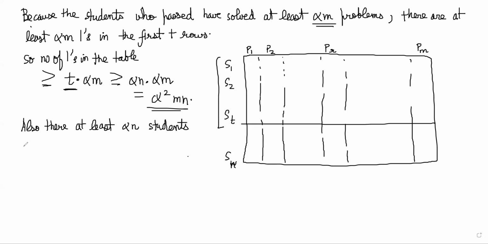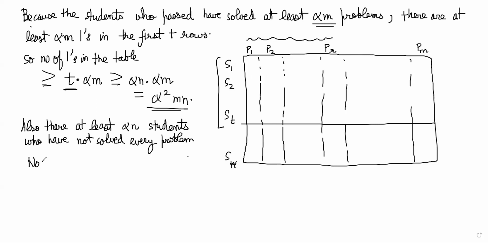who have not solved every problem. So now we are going to count the number of hard problems, right? So in the first R columns, there are zeros, at least alpha n zeros. Why are these problems hard problems? Because at least alpha n students are not able to solve these problems, right? So you have to have at least alpha n zeros in every column for the first R columns.